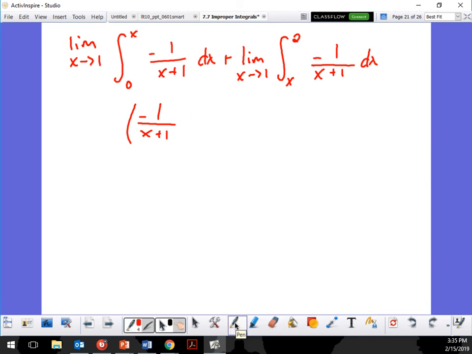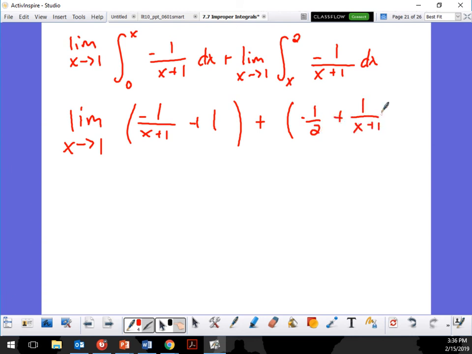So I got x plus 1, and then I plug in 0. So I just have minus 1. So minus 1, we got plus 1. Okay, take the limit as x approaches 1. And then we're going to add that to plugging in the bounds right here. So I plug in 2. So we got ourselves a negative 1/2. And then we have minus, so that becomes a plus 1 over x plus 1.